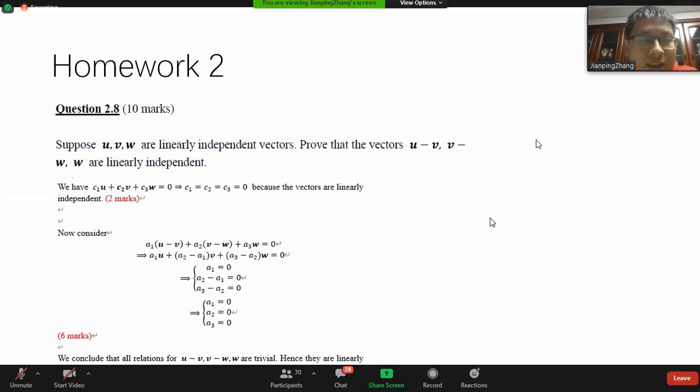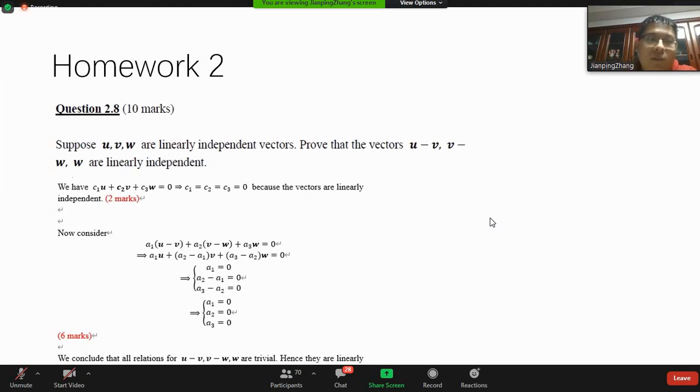And let's turn to the final question, question 2.8. Suppose that U, V, W are linearly independent vectors. Prove that the vectors U minus V, V minus W, and W are linearly independent. I saw from the grading sheets that most of you performed well in this question, so I don't want to spend too much time explaining, but to show that you can use some basic definitions to help you prove it.